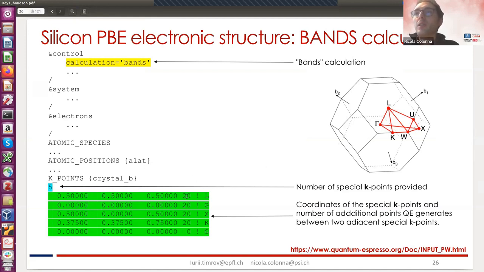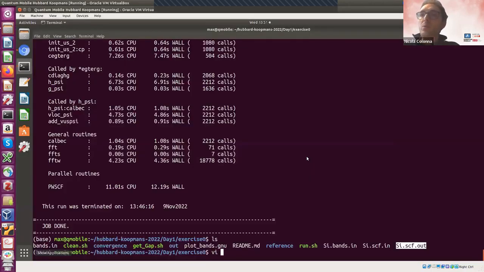And then this 4th integer number specifies how many points you want to have between this high symmetry point and the next one. So we want to draw a path that goes from L to gamma, and we ask Quantum Espresso to generate 20 intermediate points along this line. And the same, then we go from gamma to X, and we put another 20 points, and so on and so forth.